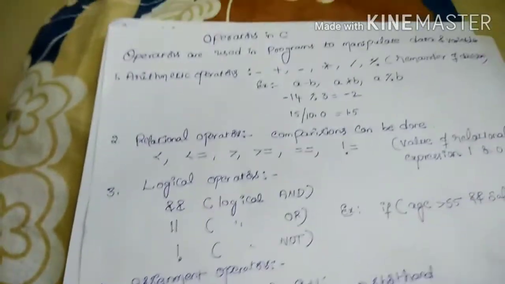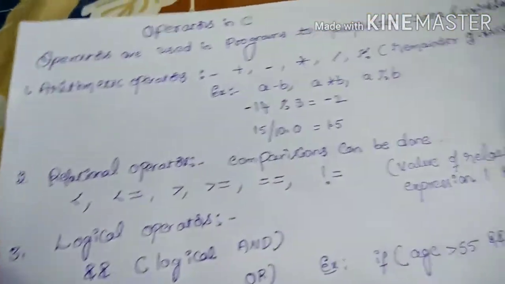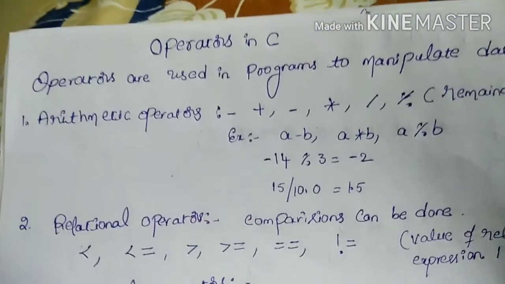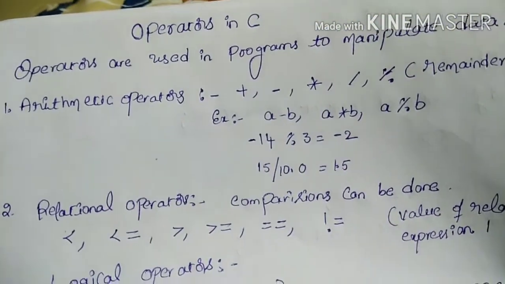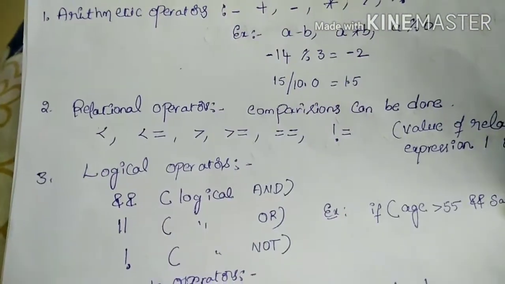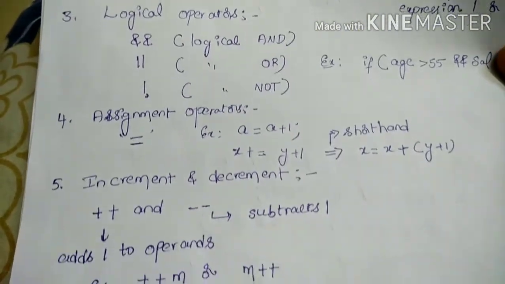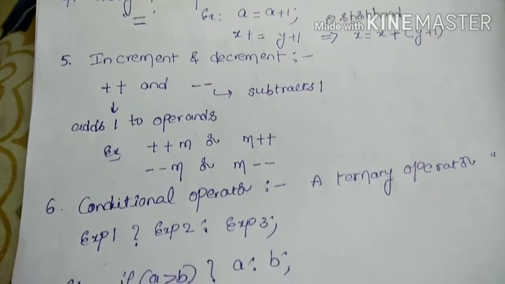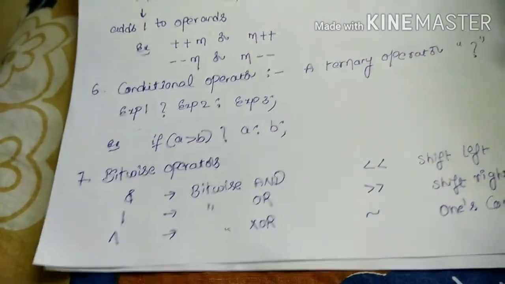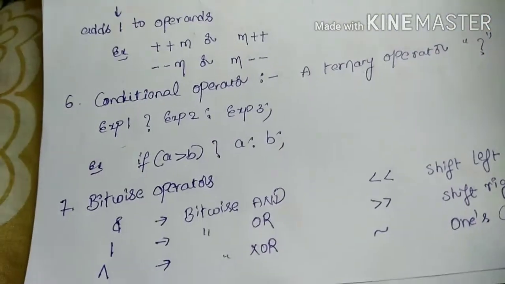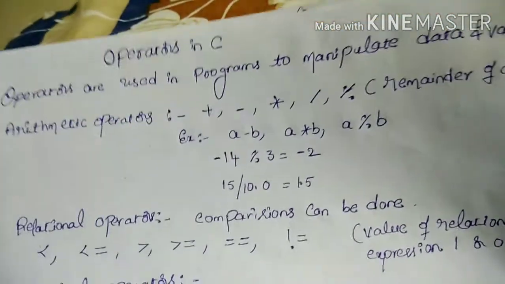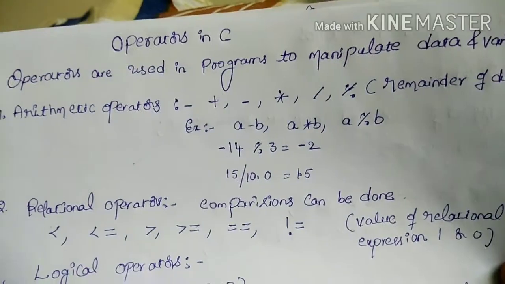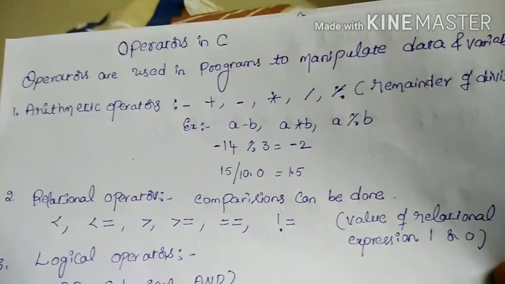Coming to the operators in C, there are arithmetic operators. What is an operator? Plus, minus, asterisk, and so on. These are arithmetic operators. Then relational operators, logical operators, assignment operators, increment and decrement operators, conditional operators, and bitwise operators. So there are a total of 7 operators available in the C language. So what are operators? Operators are used in programs to manipulate the data and variables.